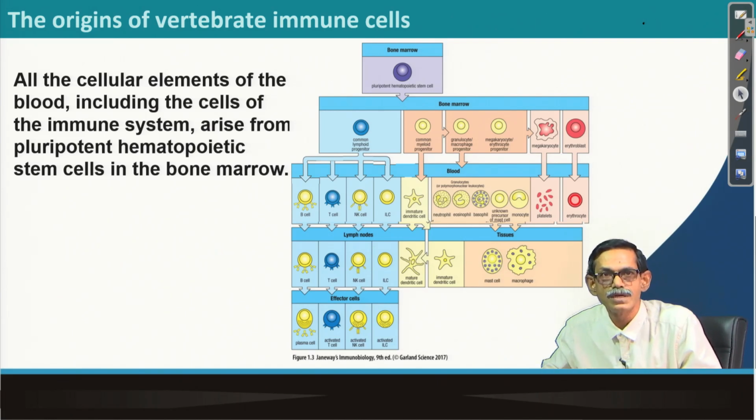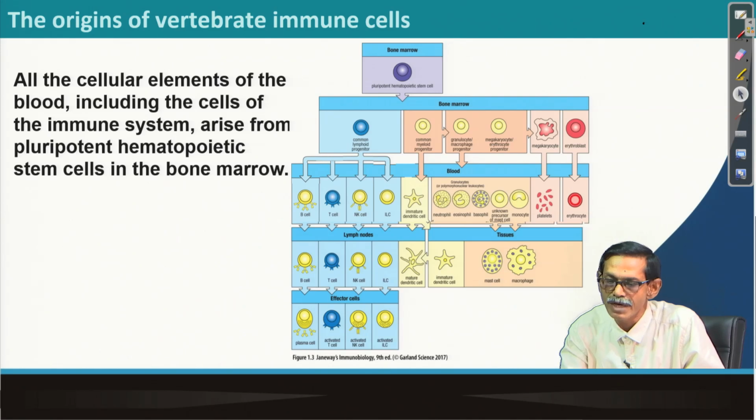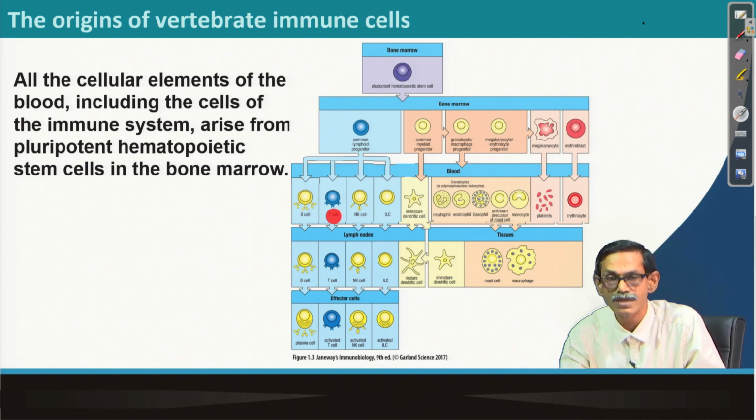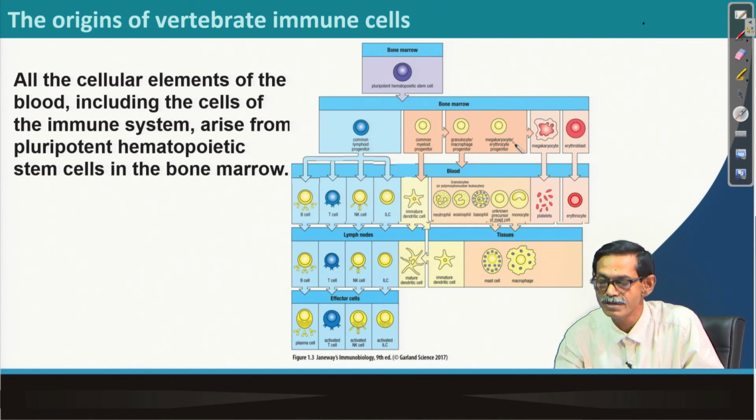All the cellular elements of the blood, including the cells of the immune system, arise from pluripotent hematopoietic stem cells in bone marrow. They divide in bone marrow and produce two different kinds of cells: one is the common lymphoid progenitor, another is the common myeloid progenitor. The common lymphoid progenitor produces four types of cells: B cells or B lymphocytes, T cells or T lymphocytes, NK cells or natural killer cells, and innate lymphoid cells, ILC.